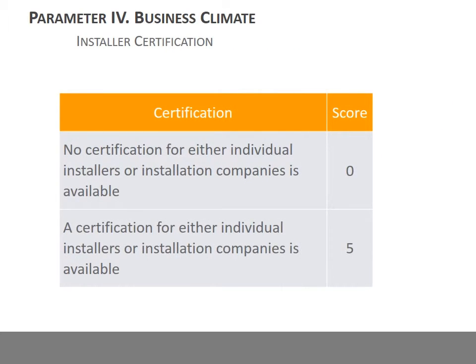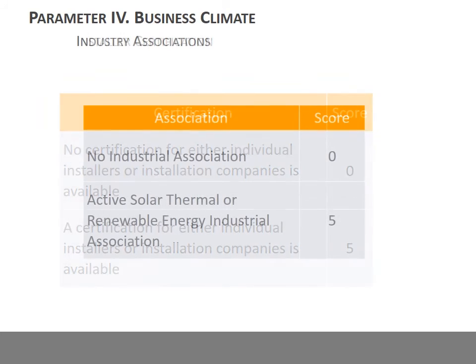In addition to product certification, licensing schemes can also be developed for solar installers in order to ensure installation quality. For installer certification, a binary approach is used. A country receives a score of 0 if there is no installer certification scheme in place, and a 5 if there is a certification system for either individual installers or for installation companies.